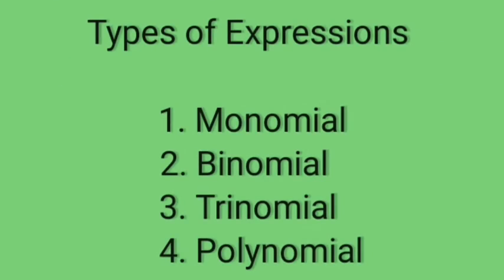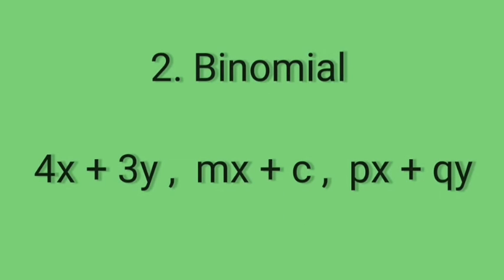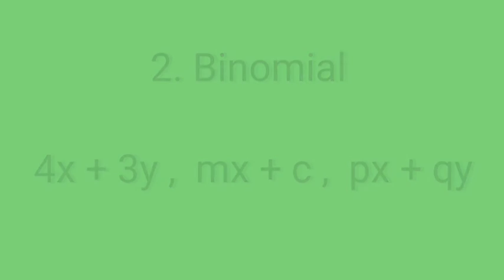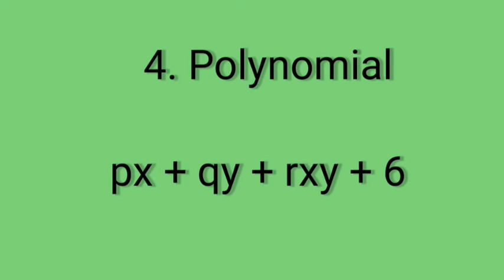Based on the number of terms, there are four types of expressions. They are monomial, binomial, trinomial, and polynomial. An expression with one term is called monomial. An expression with two terms is called binomial. An expression with three terms is called trinomial. And an expression with more than three terms is called polynomial.